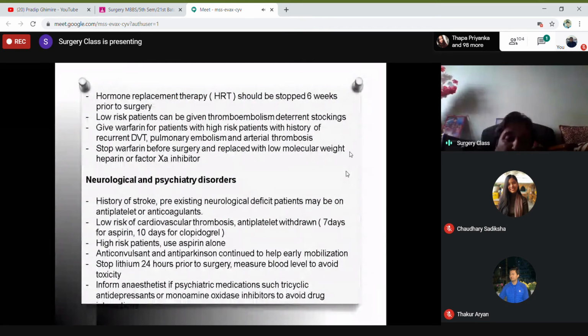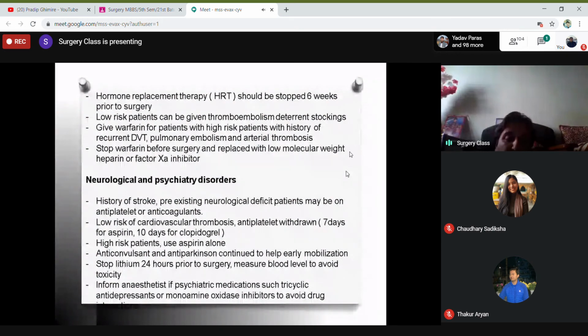If the patient has had a stroke and is on an antiplatelet or anticoagulant, it has to be withdrawn at least 7 days before for aspirin and 10 days for clopidogrel. That is also an antiplatelet drug. So at least 7 days for aspirin and 10 days for clopidogrel. It has to be stopped. These medications will be taken by stroke patients.